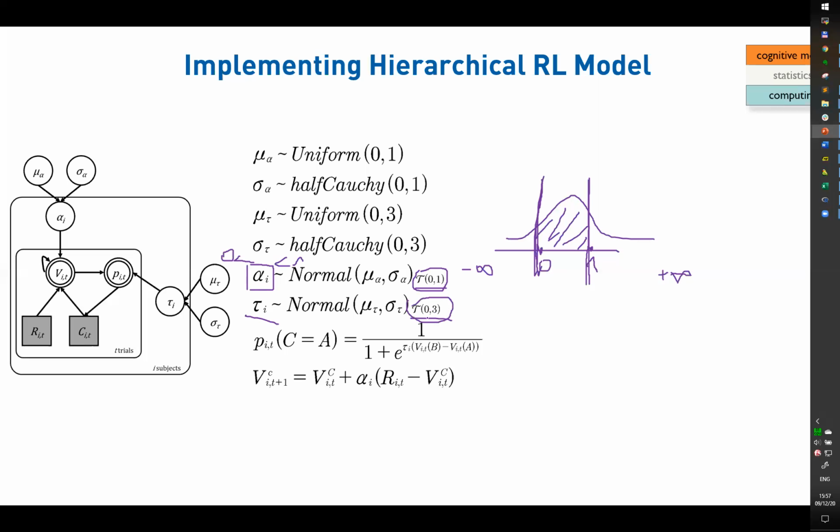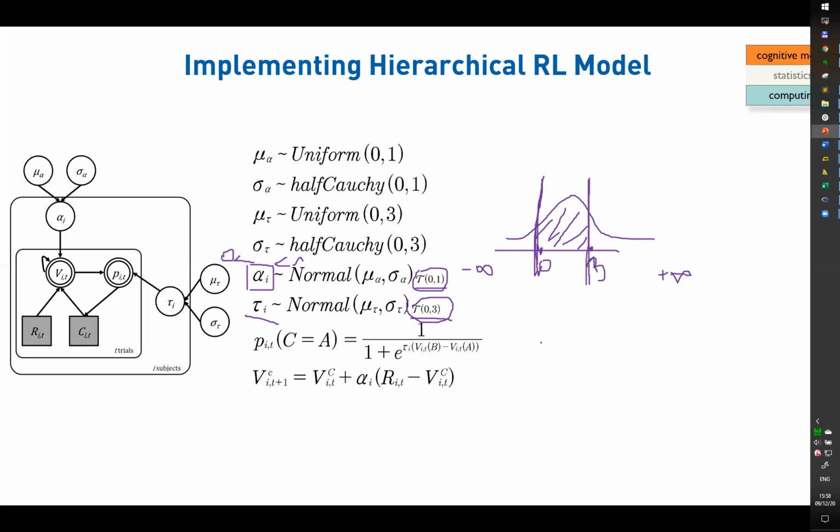And then we do the same for the tau parameter in this case, because we presume that it is between 0 and 3. Then we give the truncation 0 and 3. Okay, good. This is the truncation.